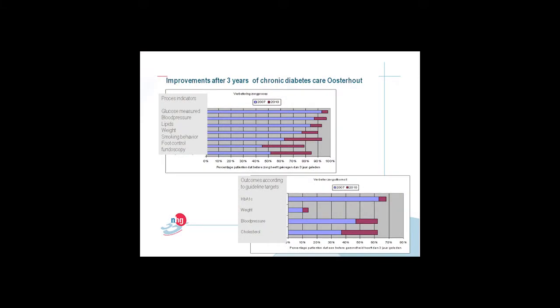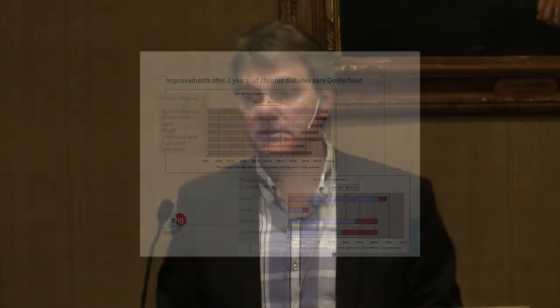I shift to another example to show you. This is Oosterhout. This is a region also in the southwest of the Netherlands. They have the same system. They also get the extraction. In this case, they get the extraction by real data extraction. You see also that the changes in process and outcome indicators improves in using this strategy.